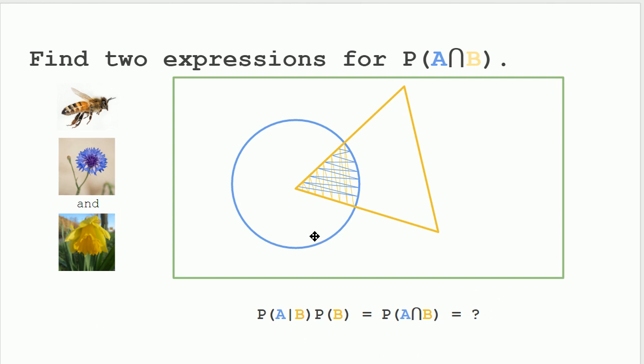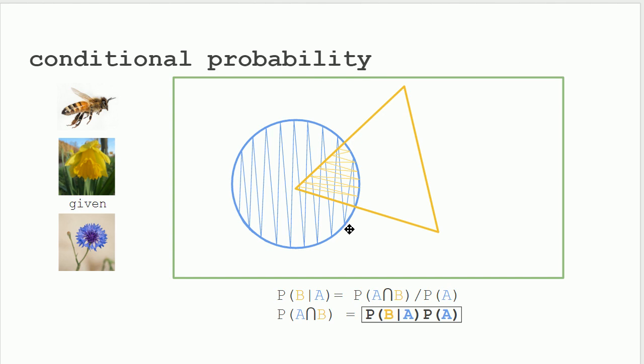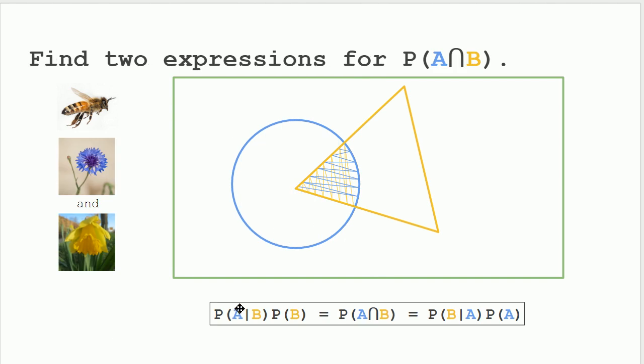We can find the other side of this equation by reversing the conditionality, right? So the probability of B given A is equal to the probability of A intersecting B divided by the probability of just A alone. And then if we multiply both sides by the probability of just A alone, we get this new equation for the intersection of those two events, which is just the probability of B given A times P of A. Okay, so we have the inverses of each other equaling the same thing, which is the intersection of these two events.